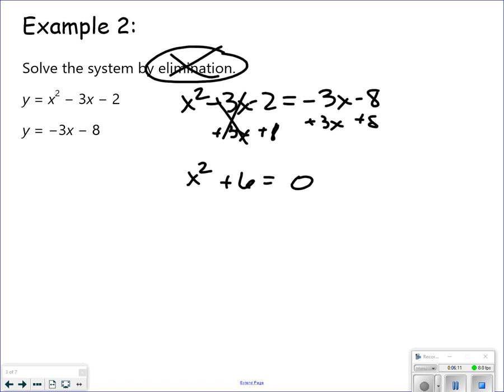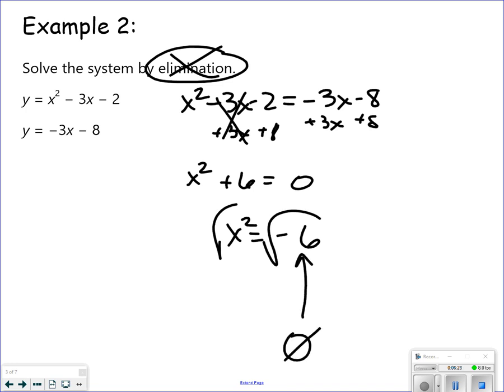Wait a minute. I can solve this using one of my other methods here. Hold on just a second. All right. So x squared equals negative 6. Take the square root of both sides. Wait a minute. I can't take the square root of a negative, so that's no solution.